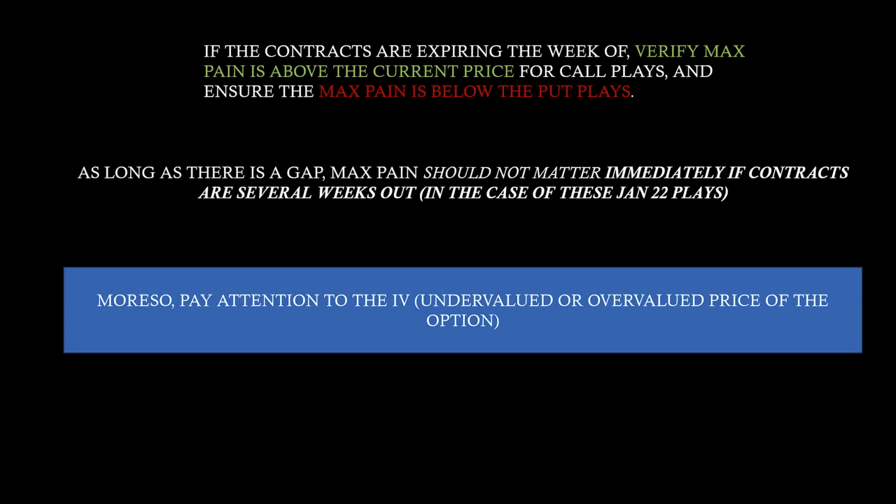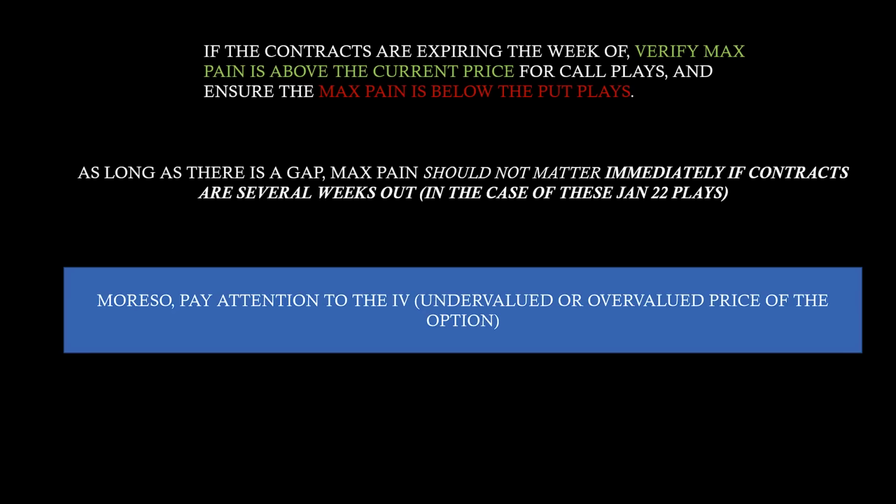So if the contracts are expiring the week of, this is when you verify max pain is above the current price for calls and ensure the max pain is below the price for puts, because max pain changes. So it's a week to week deal.